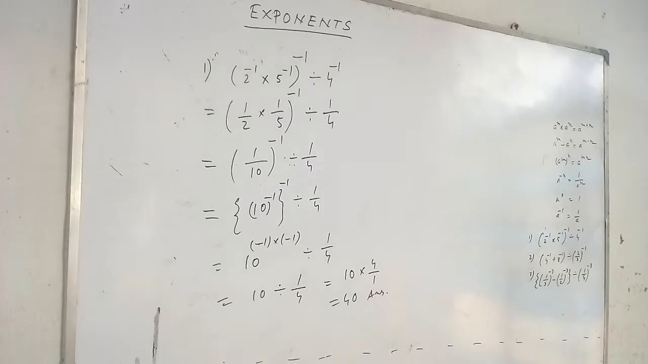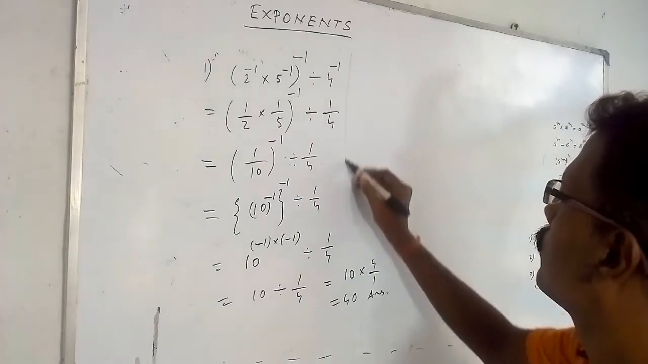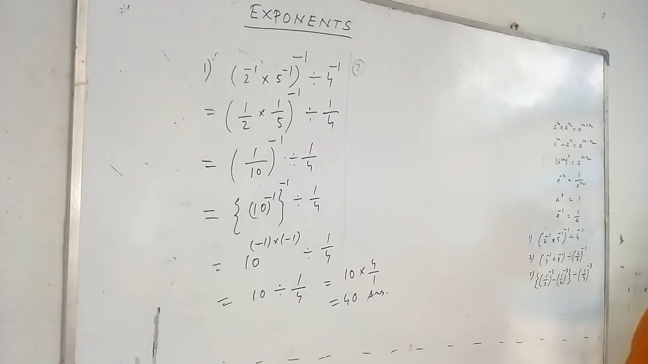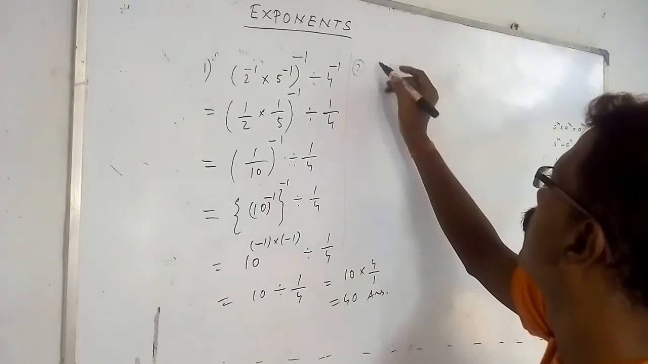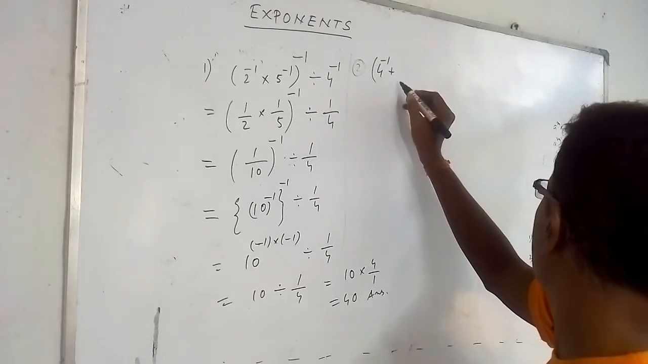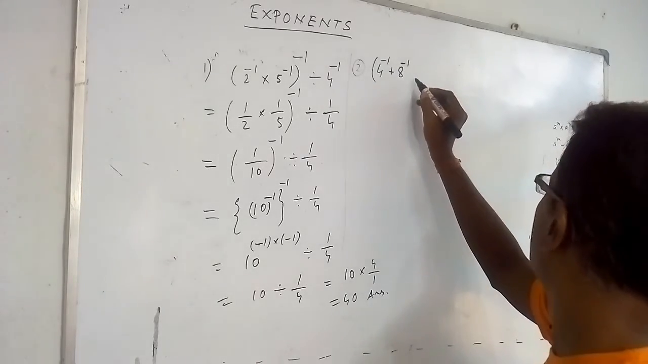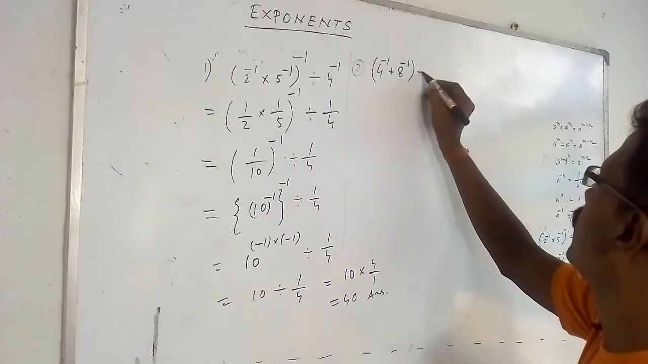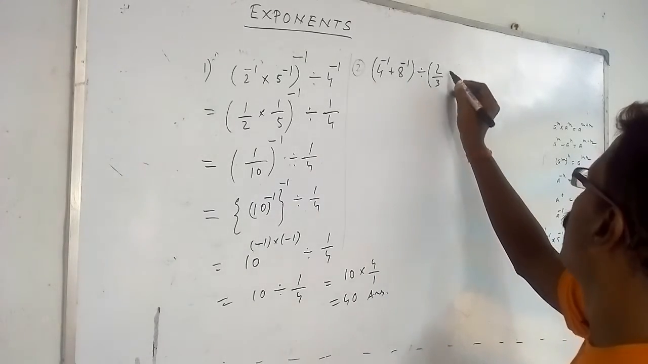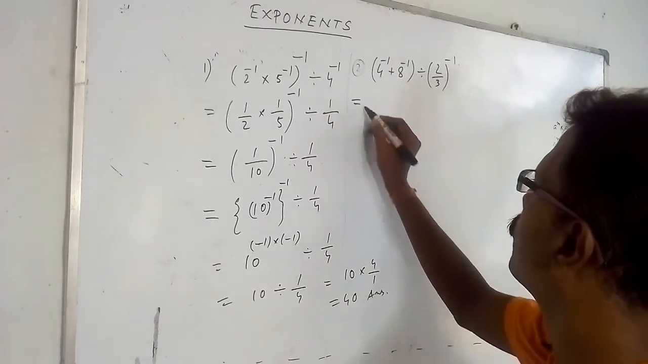That is the second one. 4 to the power minus 1. The next point is number 2: 4 to the power minus 1 plus 8 to the power minus 1, divided by 2 by 3, whole to the power minus 1. This is the second sum.